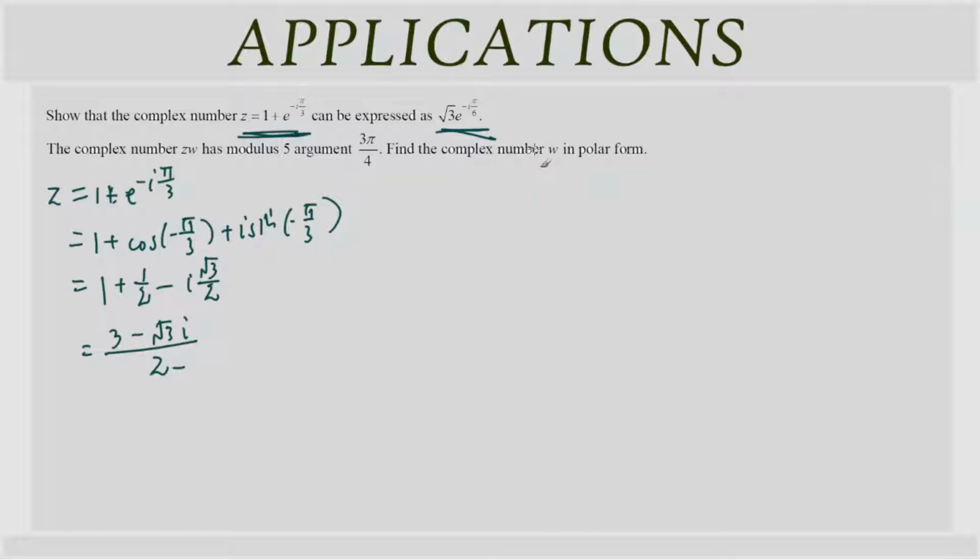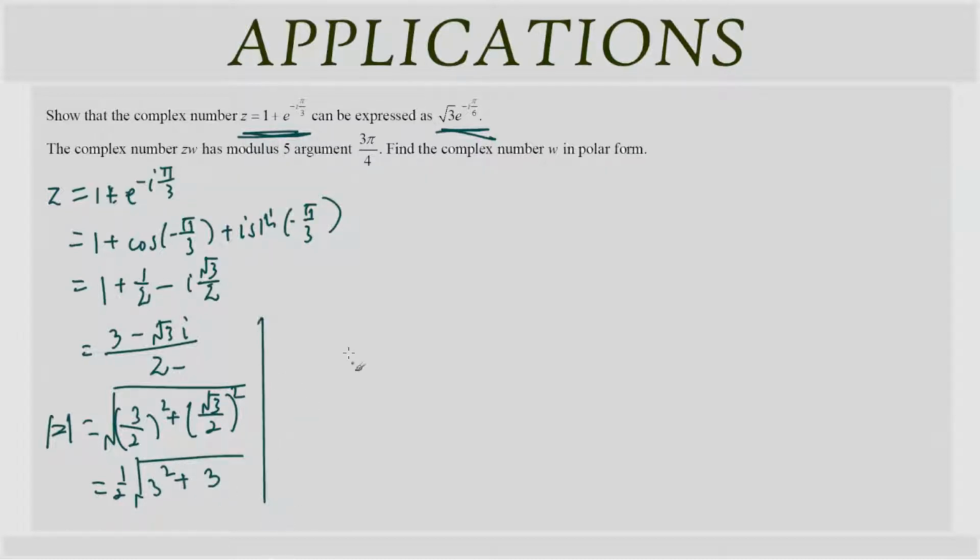Now we need to express this in terms of the polar form, so we need to find its modulus. So modulus z is equal to, what do we have? We have 3 over 2 whole thing squared plus root 3 over 2 whole thing squared, whole thing rooted. Now we can take half out first, and we have half times the square root of 3 squared plus 3, that's 12, and taking out the 4, we have the answer to be equal to root 3.